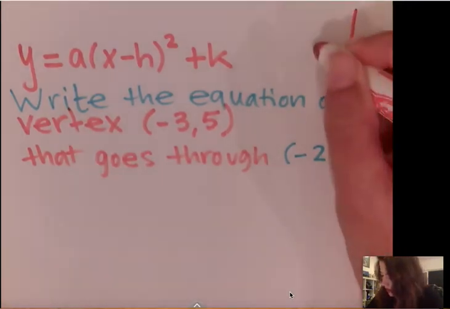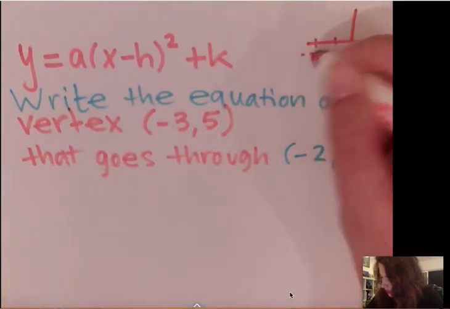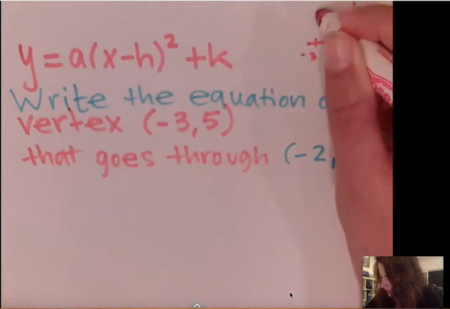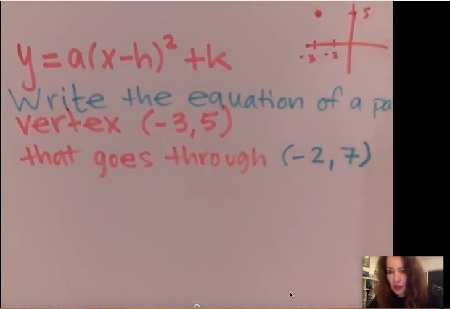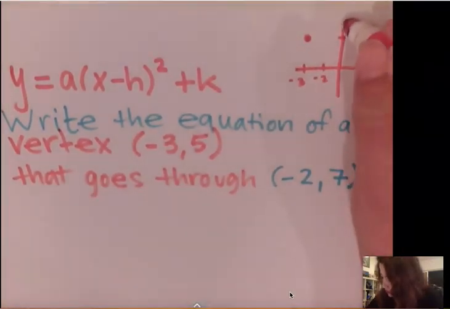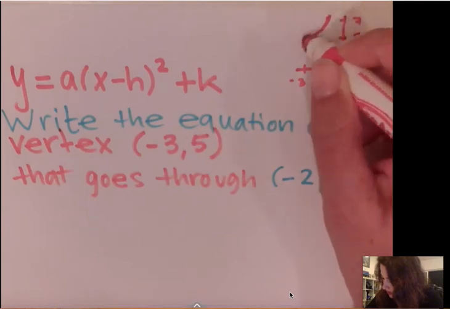So I'm going to go ahead and make a little sketch. -2 would be here, -3, and 5, let's say, is somewhere here. So we are given a vertex that is here, and we are saying that the parabola will go through the point -2, 7. I'm going to go ahead and sketch that point. -2, 7 would be somewhere here. So it looks like our parabola will be something like this.